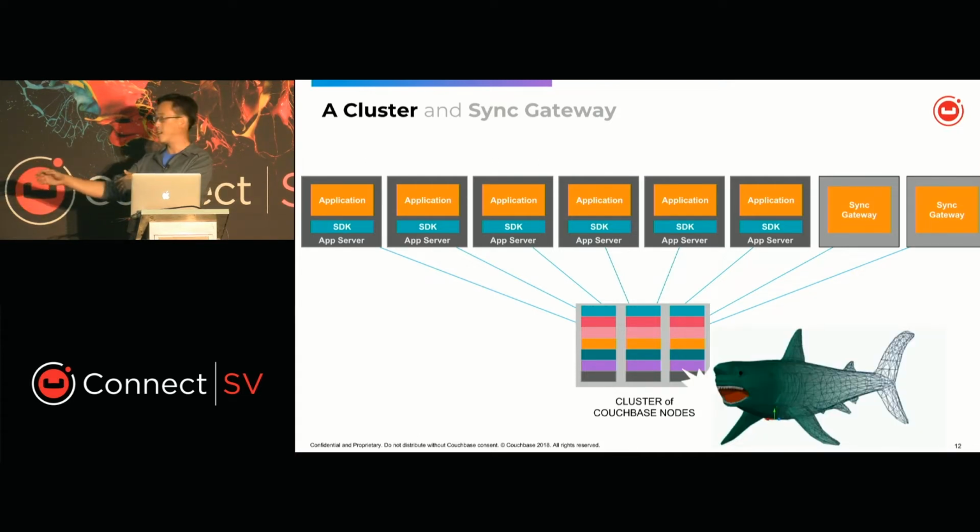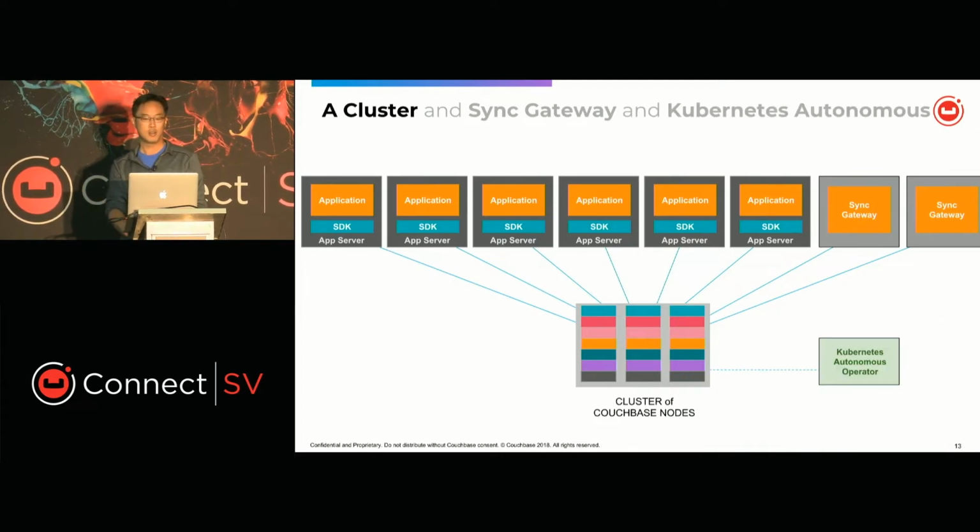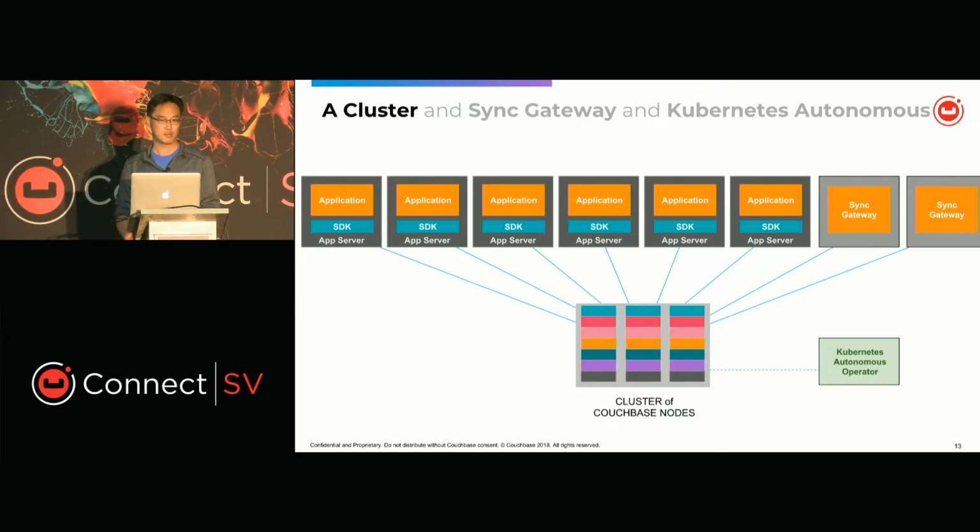Now the Couchbase Chaos Shark has come along and taken a bite out of one of these lower level Couchbase server nodes. So normally you have to do all sorts of things like manually rebalance or failover or those auto failover features, all sorts of stuff that can happen. But one of the things that we're proud to recently have announced is the Kubernetes Autonomous Operator for Couchbase.